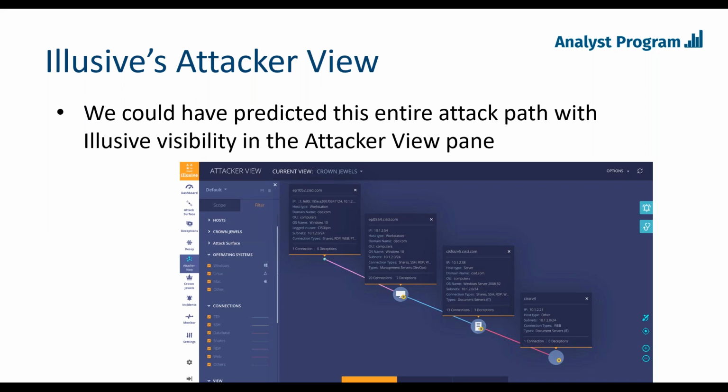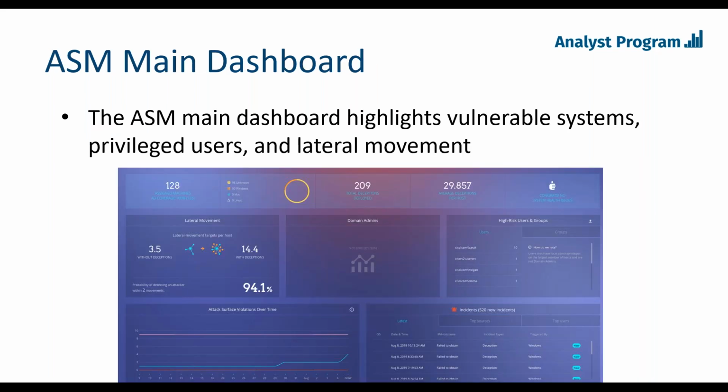And given that this was a mock environment that we were setting up and running this through, it was admittedly somewhat straightforward in said pathway. But the idea here is to see all those potential branches and avenues by which attackers could gain access to things, and ask what we could do to prevent that going forward. So the attacker view pane was really the beginning.